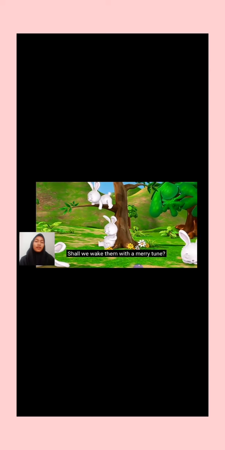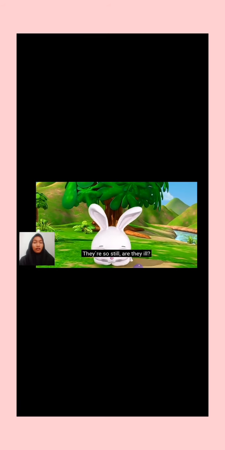See the little bunny sleeping till it's nearly noon. Shall we wake them with a merry tune? They're so still, are they ill? No, wake up, bunnies! Hop, little bunnies, hop, hop, hop. Hop, little bunnies, hop, and stop.